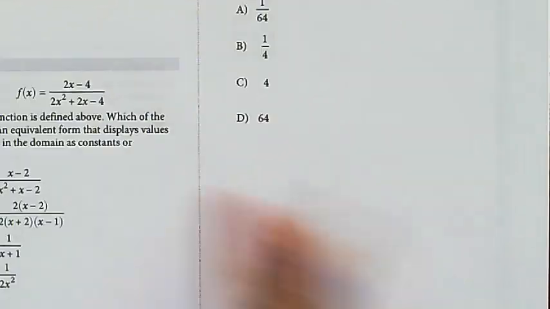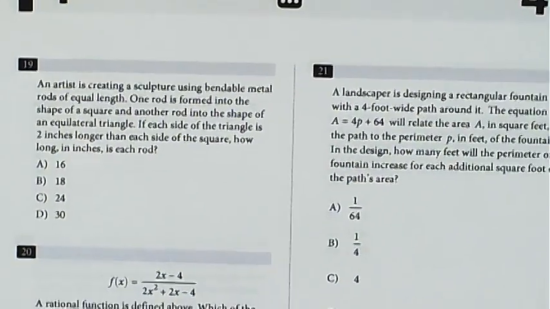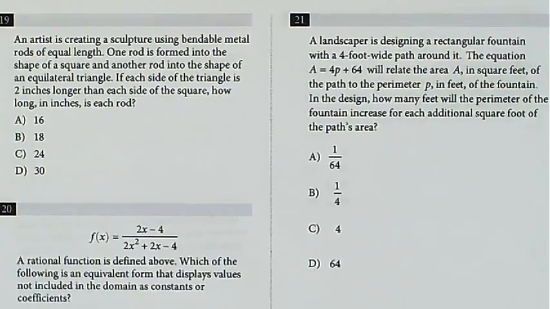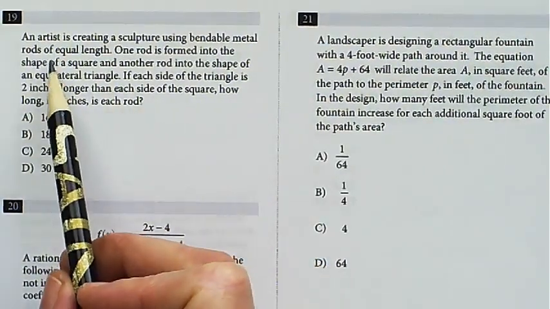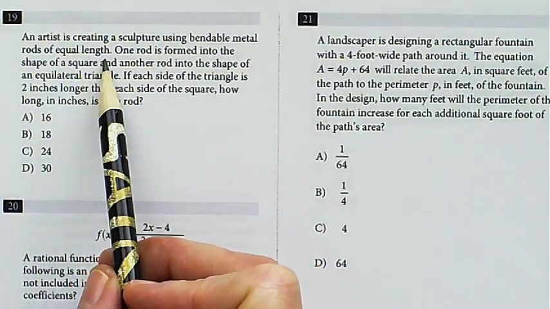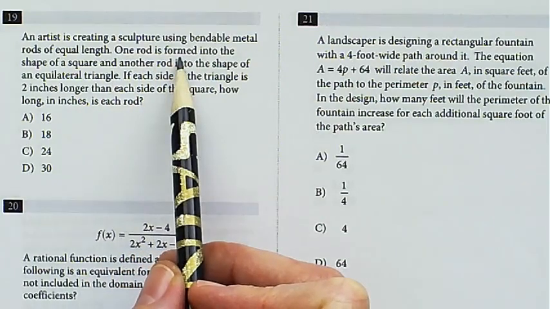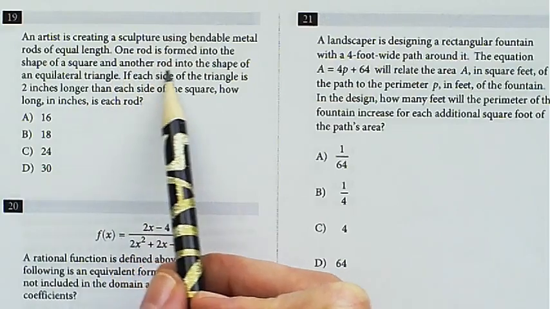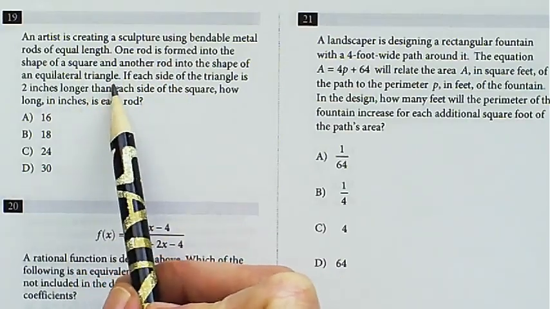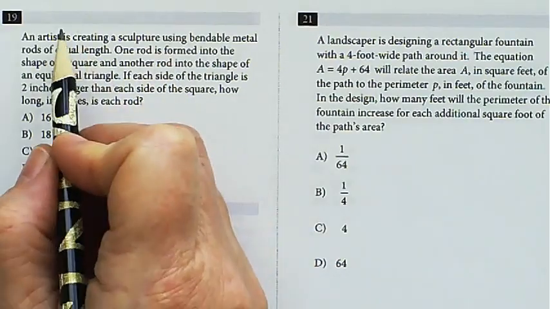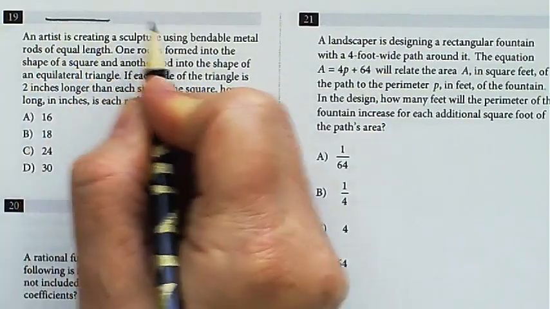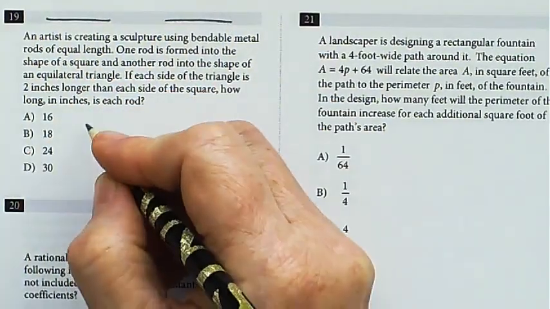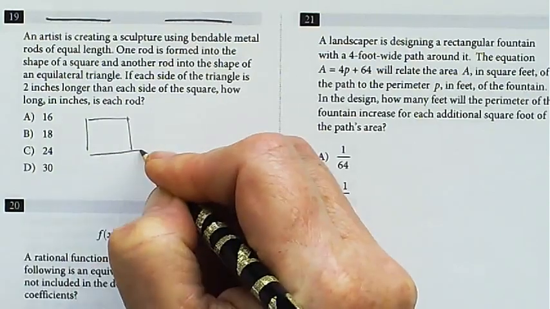Number 19, so we're on to a different topic. An artist is creating a sculpture using bendable metal rods of equal length. One rod is formed into the shape of a square. The other rod is formed into an equilateral triangle. So these 2 rods are equal length. One is turned into a square.